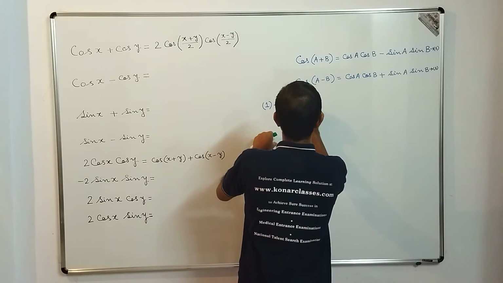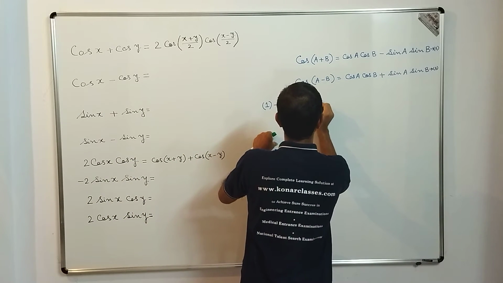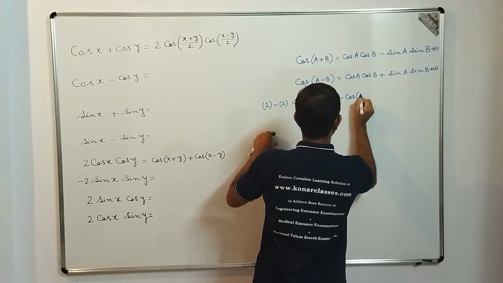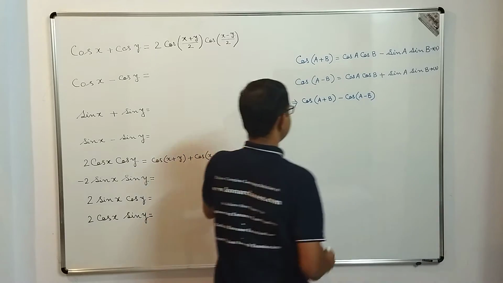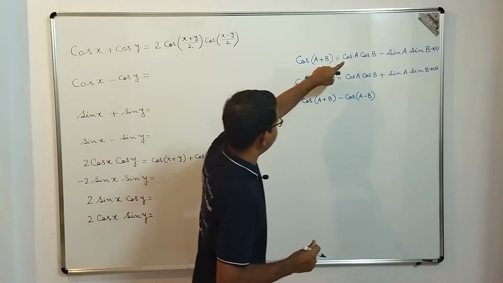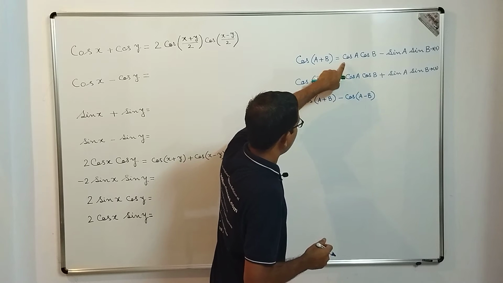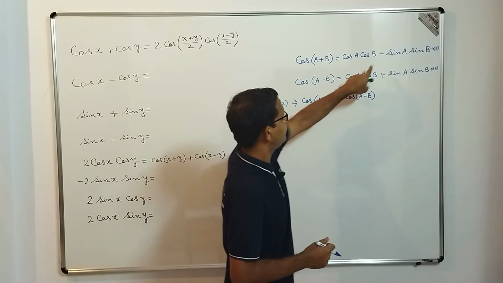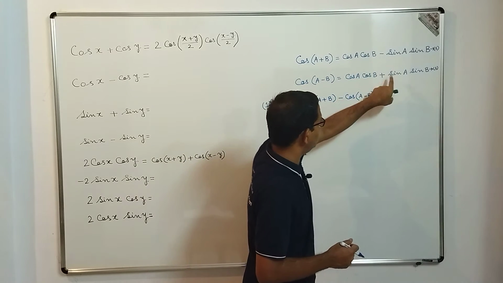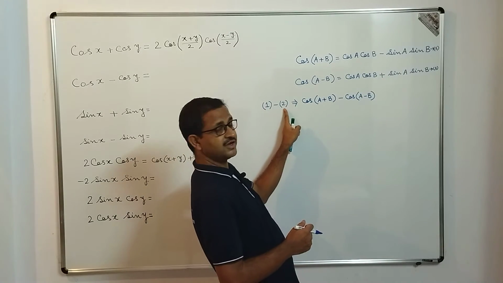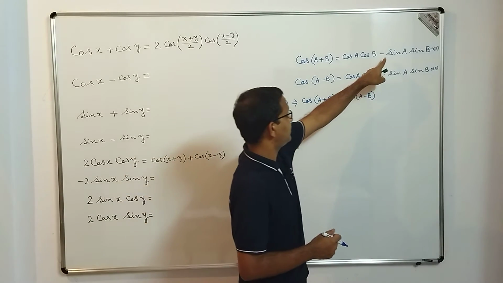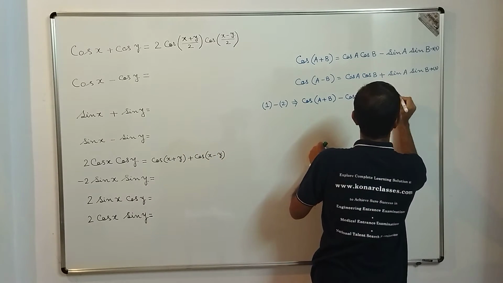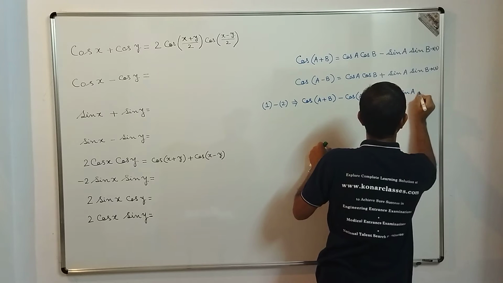In the left hand side, we get cos (a plus b) minus cos (a minus b). Now on the right hand side, if we subtract, cos a cos b minus cos a cos b will get cancelled, so it will be 0. And what will we get? Minus sin a sin b, and it will be minus because both sides of equation 2 are subtracted. So minus sin a sin b minus sin a sin b becomes minus 2 sin a sin b.